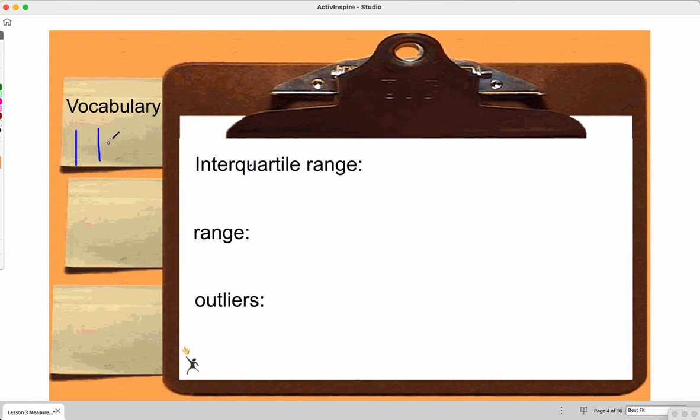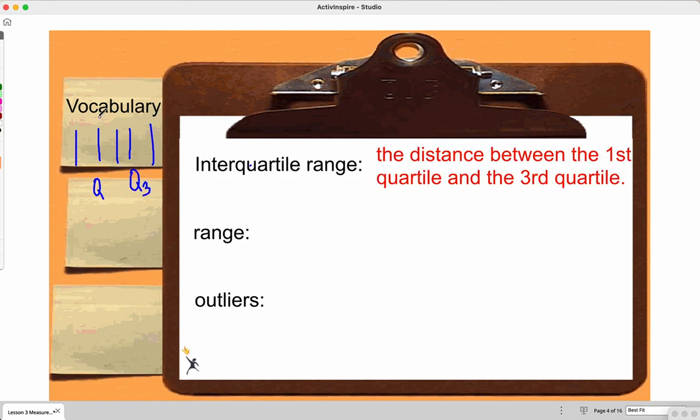So if we go back to that same diagram I showed you a minute ago, if this was Q3 and this was Q1, the interquartile range is the distance between these two. So how far from the 75th percent of the data to the 25th percent of the data, where most of the data probably will be located. 50% of your data would be listed right there in the middle.